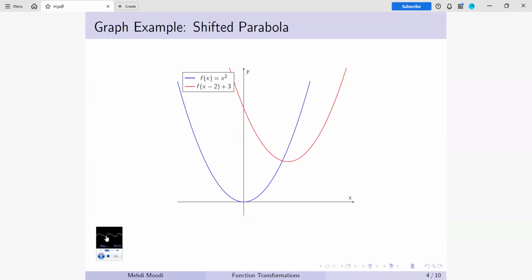This shows the original parabola and its shifted version. Moved 2 units right and 3 units up. Same parabola, different address. Maybe the rent downtown got too expensive.